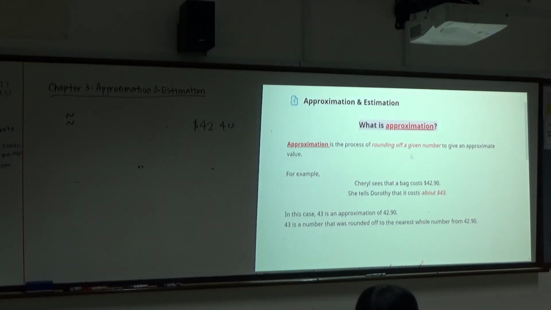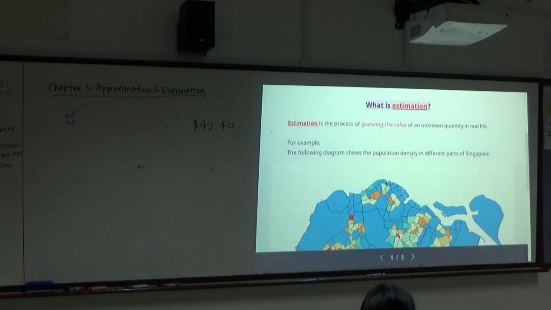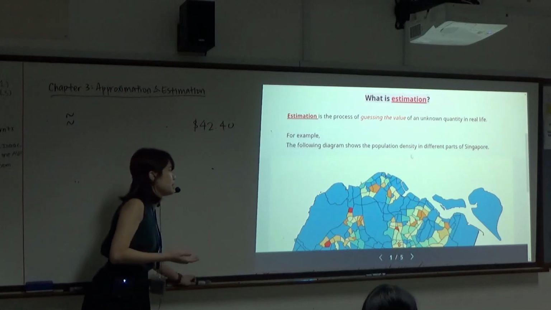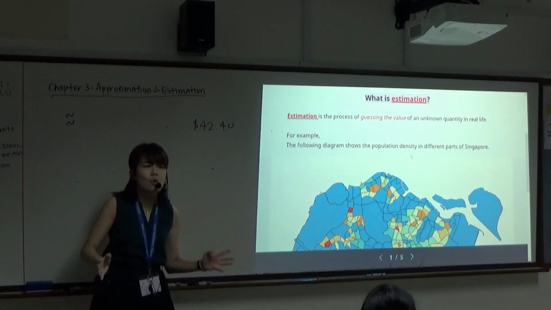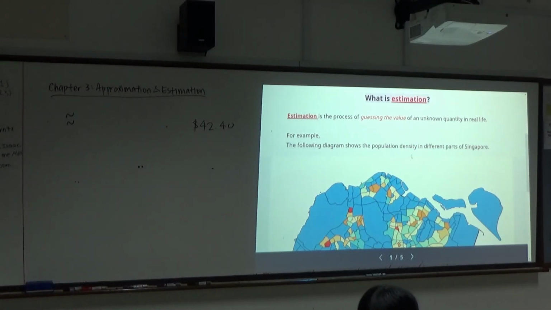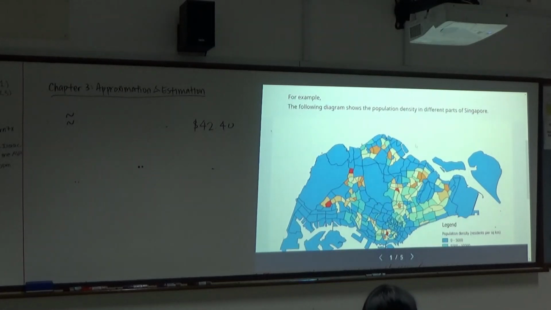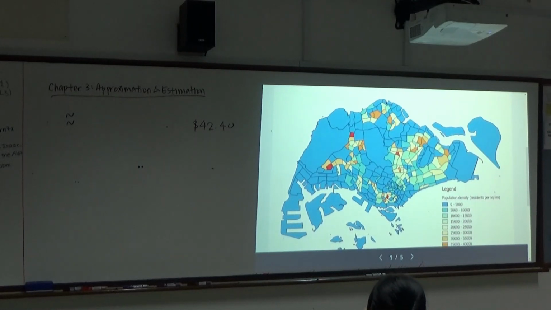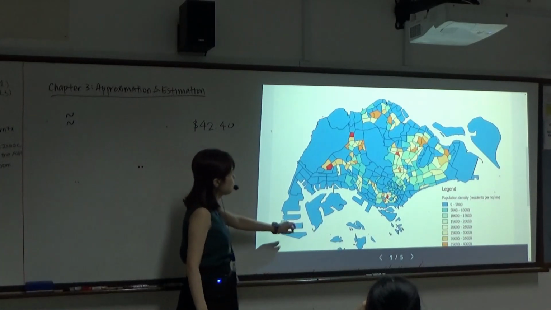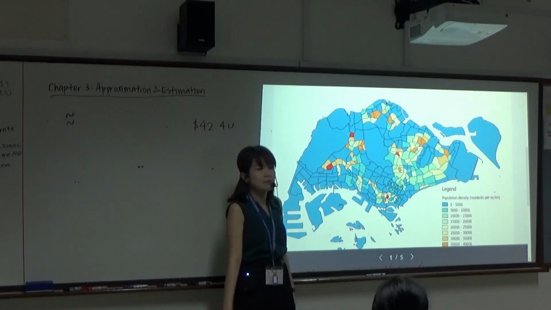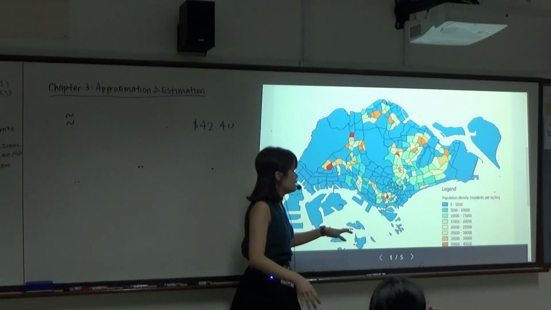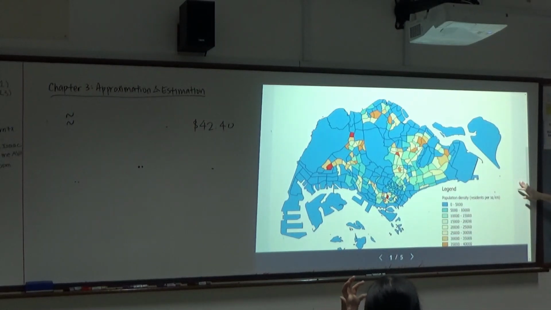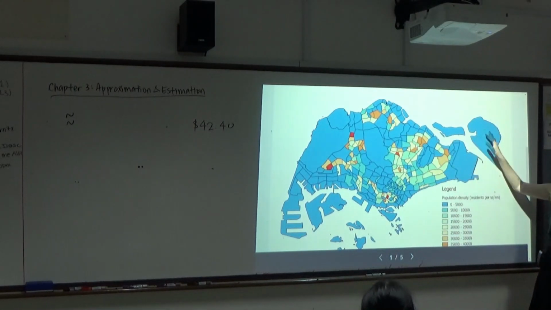Okay, so next, estimation. So what is the difference? Estimating is like a guess, a guessing of a value of a known quantity. So I give you this example over here. I found this map of Singapore that shows us the population density. Population density is about how many people there are within that small area or that small distance. So somebody mapped out Singapore's population density and saw that this is what it is.